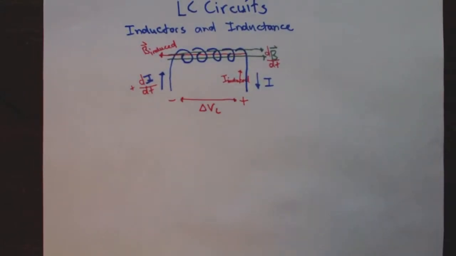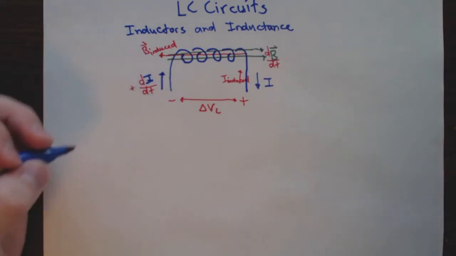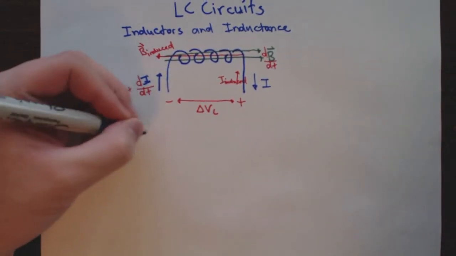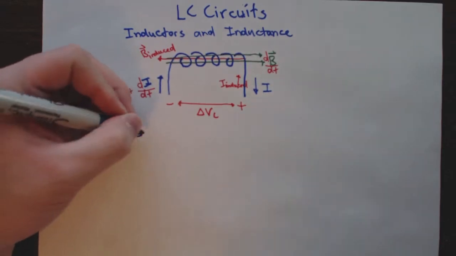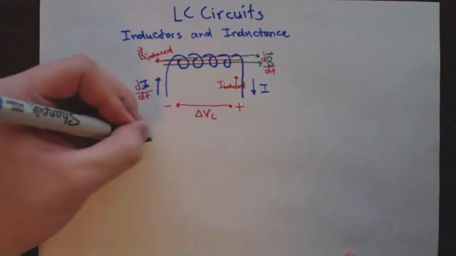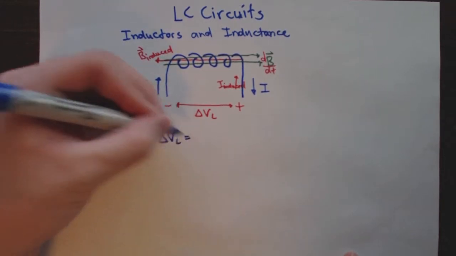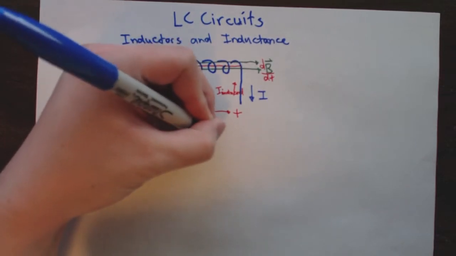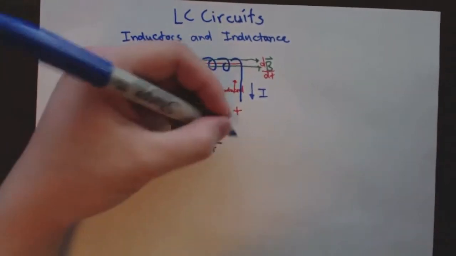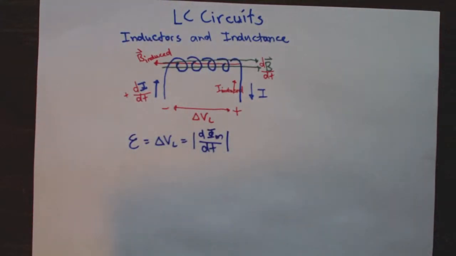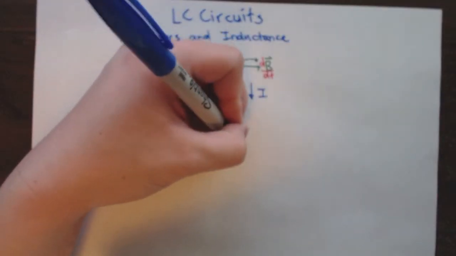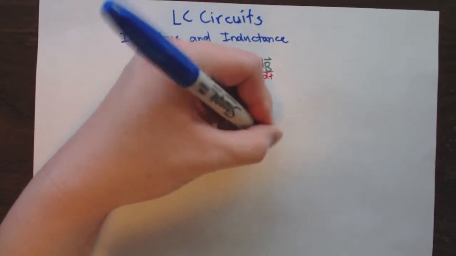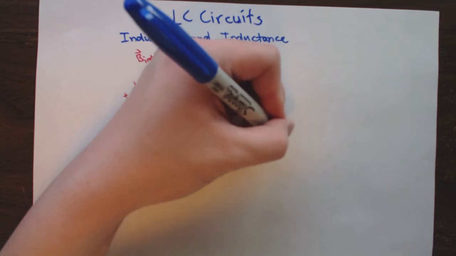Okay, so let's kind of look at this mathematically here. All right, so writing out the EMF. The EMF essentially being that potential difference across your inductor. The symbol we generally use for inductors is L. And so by Faraday's law, you have the change in magnetic flux through your coil of wires versus time will be your EMF.